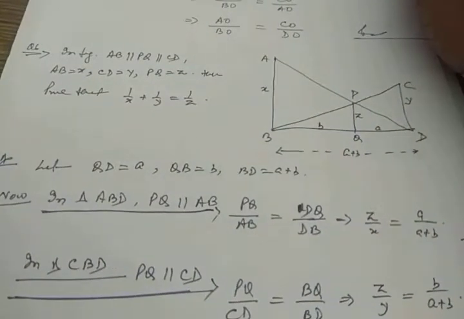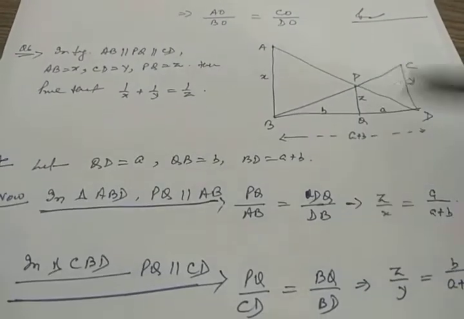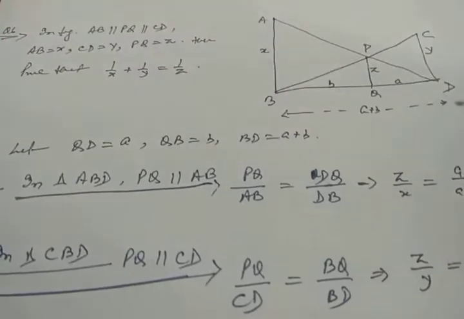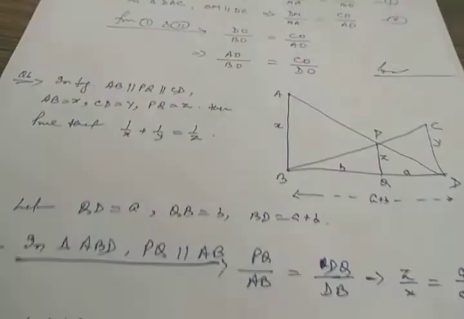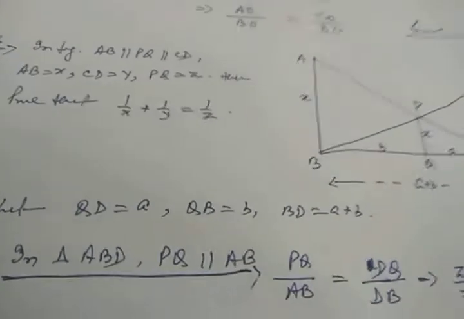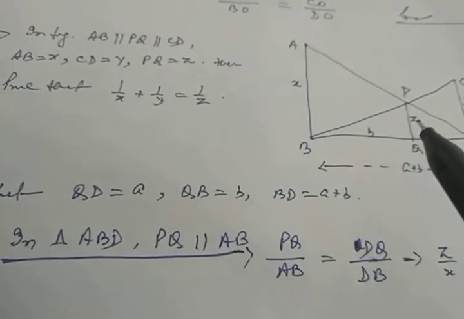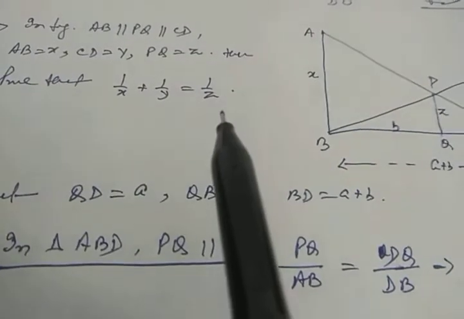Next, just see, it is also a very good question. For this figure, it is mentioned that AB, PQ and CD are all parallel. Sometimes it is mentioned that all are perpendicular. And if they are perpendicular to the same line BD, they will also be parallel. So both questions are the same. Here it is already mentioned that all these three lines are parallel. Now this is X, this is Y, and this is Z. Then we have to prove 1 by X plus 1 by Y is equal to 1 by Z.